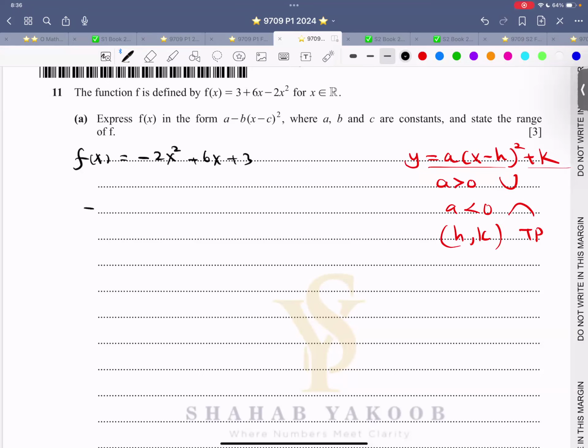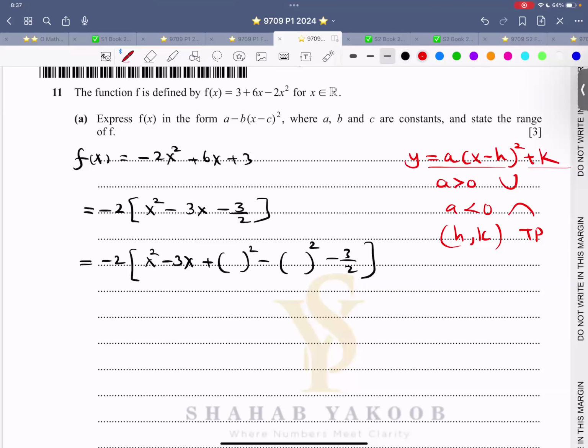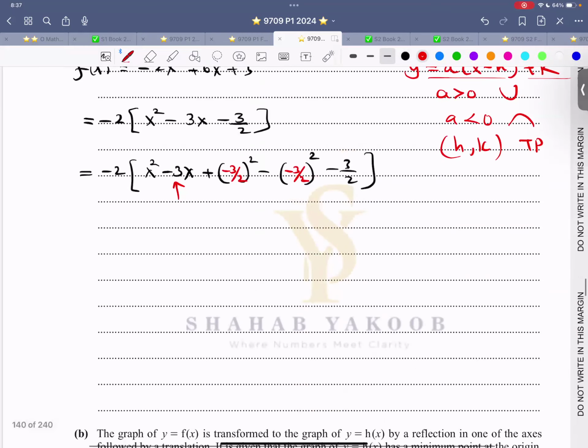Yes. So now write this as minus 2 common, that is x squared, this is minus 3x, and this is minus 3 over 2. This is minus 2 common, x squared minus 3x plus bracket squared minus bracket squared, minus 3 over 2. What goes inside the bracket? Half the coefficient of x, negative 3 over 2, negative 3 over 2. All good? Rewrite these three terms as a perfect square. This is (x minus 3 over 2) whole squared.